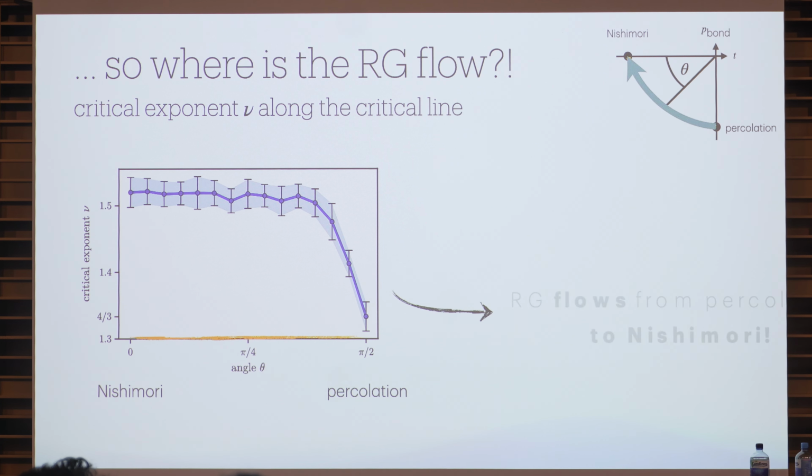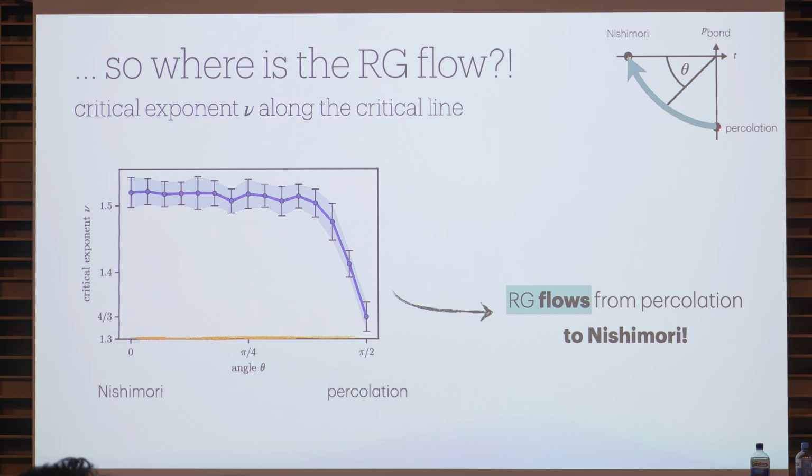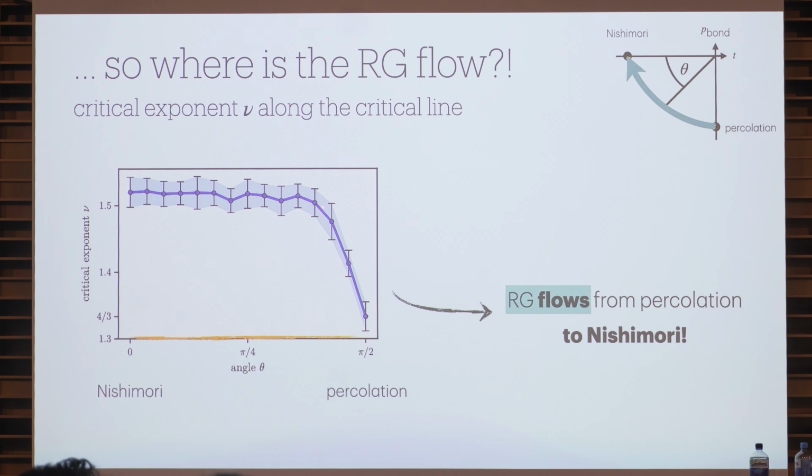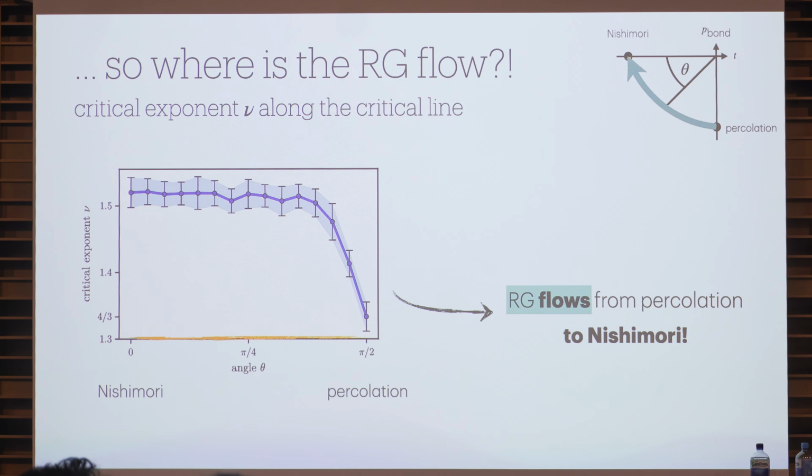And this is why we say that the RG flow must go from percolation to Nishimori, because imagine you sit on this percolation point. If you perturb your system a little bit and you move there, your system immediately starts to behave like a Nishimori system, because this critical exponent suddenly jumps to the value of the Nishimori critical exponent. And on the other side, if you sit at the Nishimori point and you perturb it a little bit, your system doesn't even see this because everything stays the same.